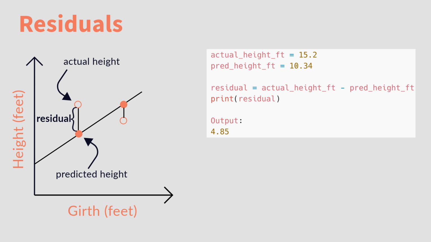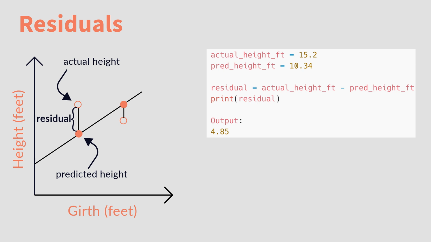Let's say we went back to the same tree with a girth of 0.8 feet and measured its height to be 15.2 feet. We can see that our model prediction of 10.34 feet has underpredicted the tree height. It could also be possible that our model had overpredicted the tree heights. This is the concept of residuals.